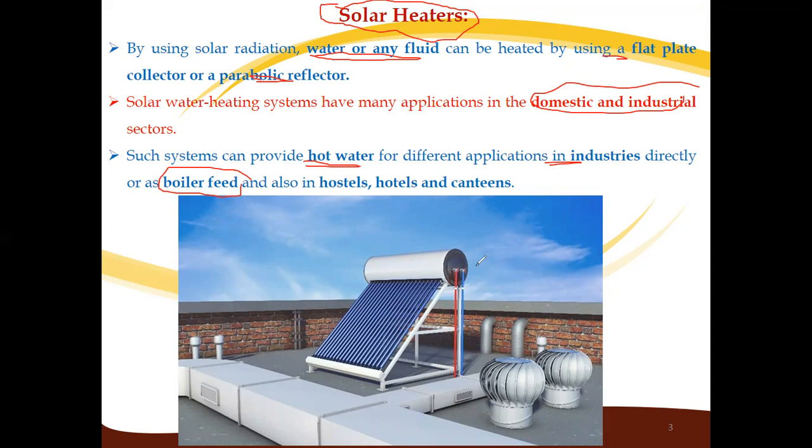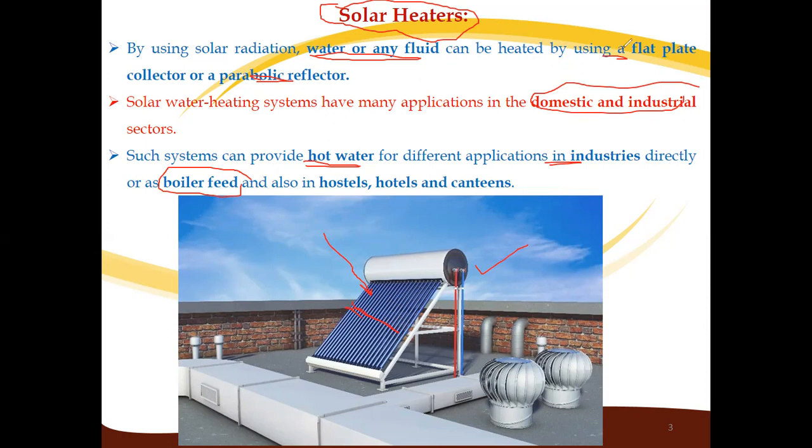One example of solar heaters is shown here. This is one type of collector, that is a flat plate collector. From this flat plate collector, the water is flowing through these various tubes. Because of solar radiation, heat transfer takes place between the sun and the water, and the water gets heated. So this is the first application of solar energy, that is the solar heater.